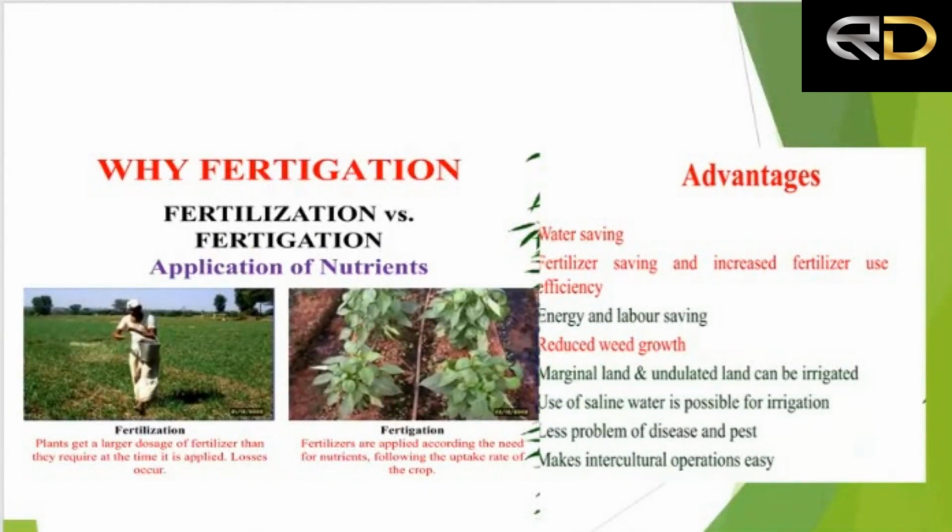ड्रिप, with the help of any other irrigation system. दिस इज ऑल्सो. सो एडवांटेजेस क्या है इसके, एक है वाटर सेविंग. आप ड्रिप इरिगेशन लगाते हो तो फर्स्ट एडवांटेजेस यू आर सेविंग द वाटर, एंड द सेकेंड एडवांटेज यू आर सेविंग द फर्टिलाइजर एंड इंक्रीज फर्टिलाइजर यूज एफिशिएंसी. थर्ड इज एनर्जी एंड लेबर भी सेव कर रहे हो आपको.